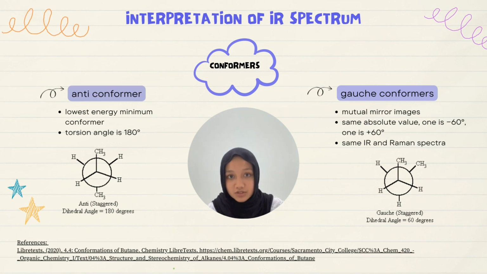So the gauche conformer is another type of conformation. Commonly, the largest groups are positioned next to each other, creating a torsional angle of approximately 60 degrees. This arrangement introduces steric hindrance between the groups, leading to higher energy and decreased stability compared to the anticonformer.